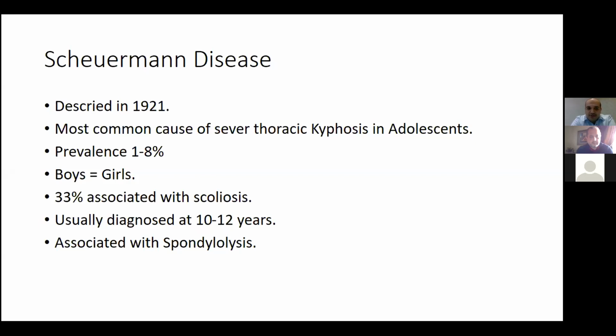33% are associated with scoliosis, usually with very minimal angles, about 15 to 20 degrees, not more than that. Most of the problem is in the sagittal plane, which is the kyphosis. It is usually diagnosed at the age of 10 to 12, and sometimes associated with spondylolysis at L5-S1.